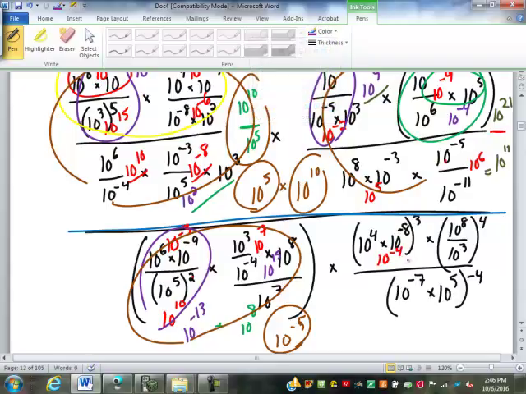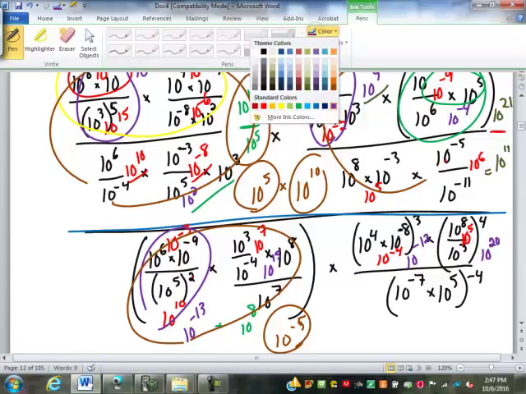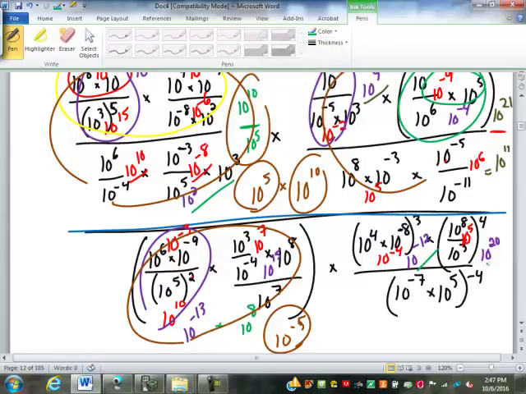To the power of 3, I multiply powers when I do a power of a power, so negative 4 times 3 is negative 12. Over here, 10 to the 8th divided by 10 to the 3rd. When I divide, I subtract powers, so 8 minus 3 is 5. 10 to the 5th to the 4th power is 10 to the 20th.